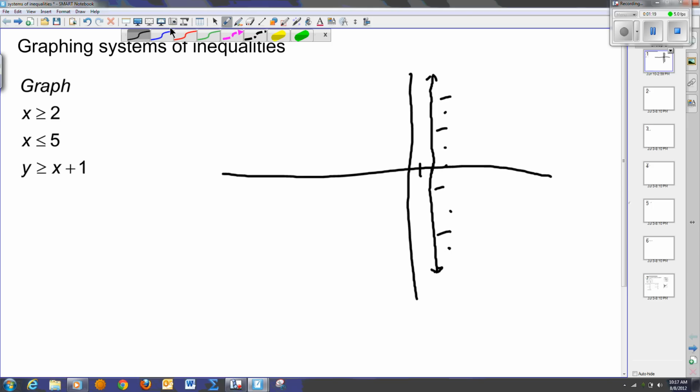All right, let's change to a different color, and we will graph x is less than or equal to 5. So here's 5, and I'm going to draw another vertical line. I'm going to shade where all the values of x are less than 5, so that's everything to the left of that blue line.